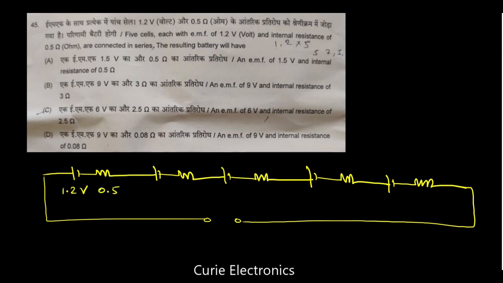So what is RT? RT of this combination, that is, we have 5 resistors of 0.5 ohm. 0.5 ohm multiplied by 5, so we will get 2.5 ohm. Then we have 1.2 volt multiplied by 5 cells. In series, voltage will get added. So it is 6 volt. So the answer is an EMF of 6 volt and internal resistance of 2.5 ohms.